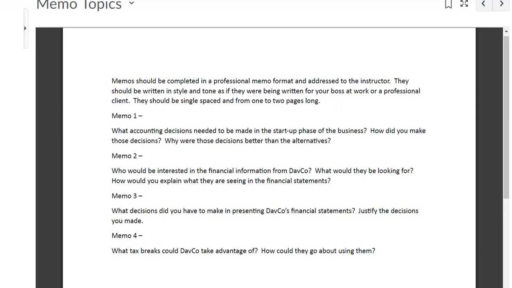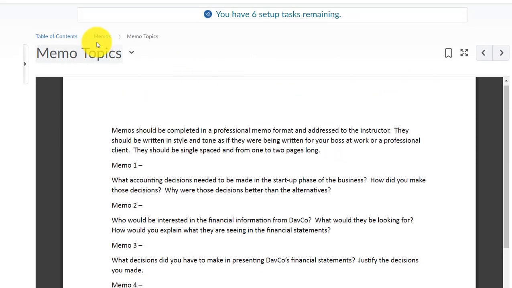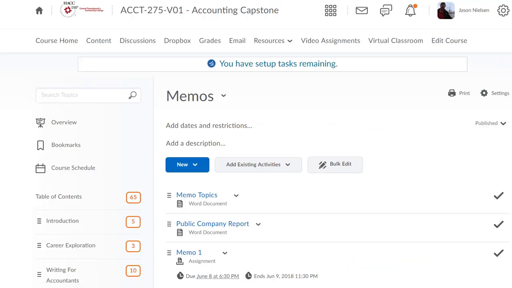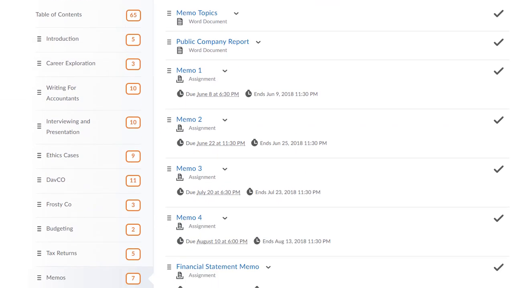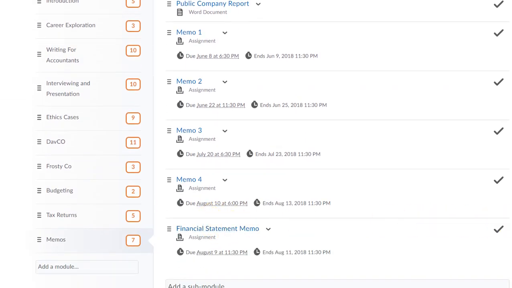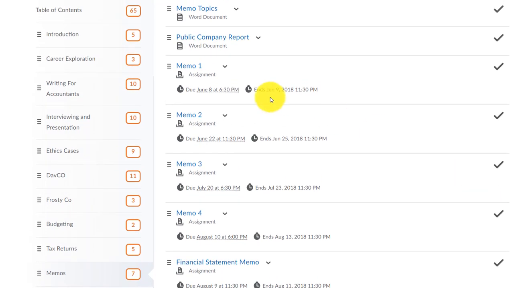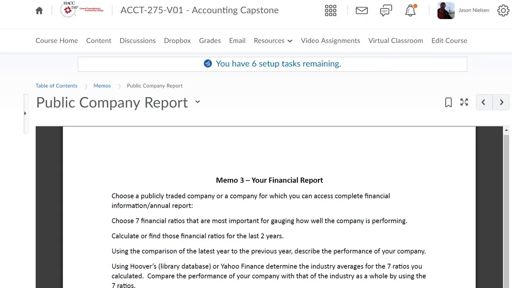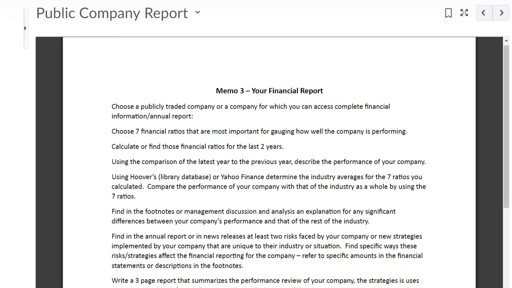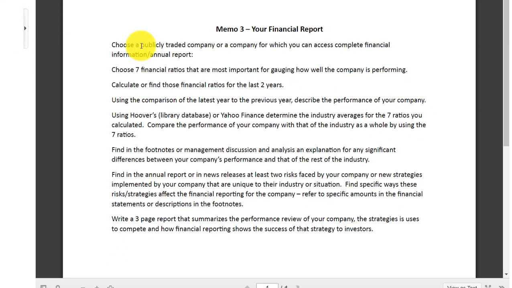Now, those are the short memos. If we go back to our module, you'll see that there's also a financial statement memo, and that's going to be a little more involved. The document describes what you need to do. It's called a public company report. It's not Memo 3, I'm sorry, it's Memo 5, but you're going to choose a publicly traded company that you can access complete financial information, the whole annual report. So it needs to be something that you can access.